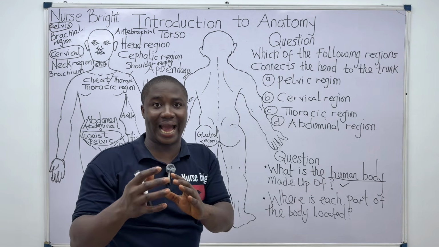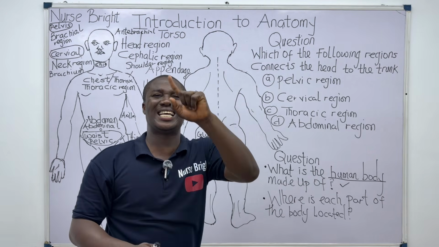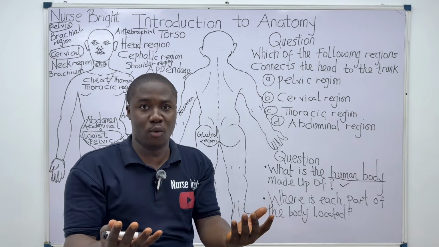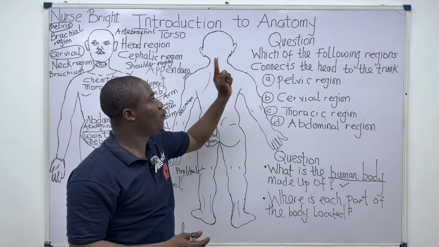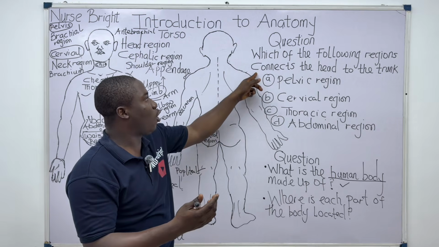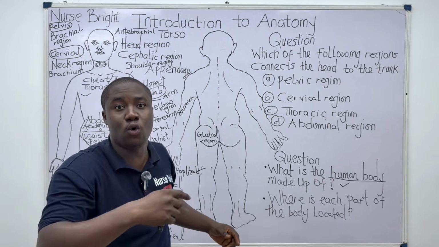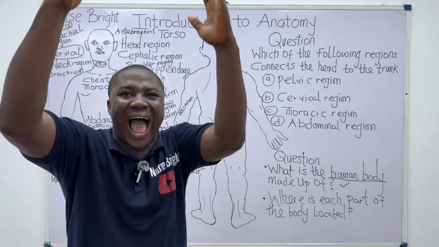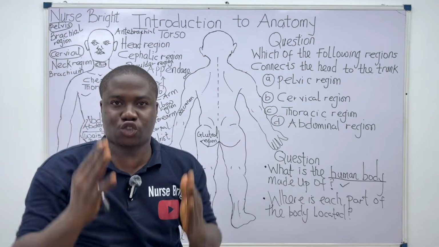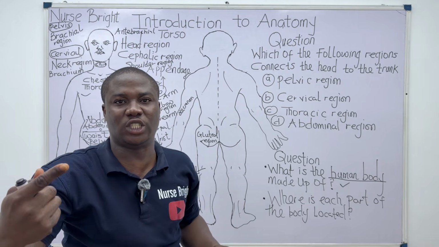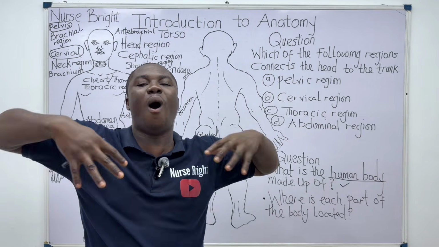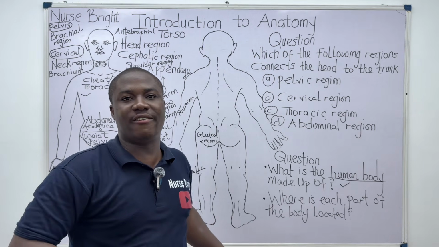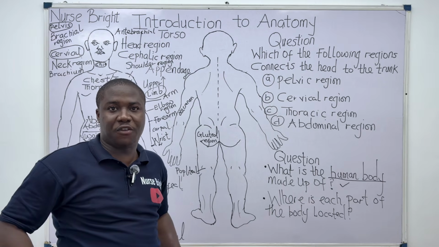Guys, let us get into the first practice questions based on the regions of the body explained. Here is the first question, which says: which of the following regions of the human body connects the head to the trunk? I told you what the trunk is made up of. The trunk is the central part of the body. I used the trunk of a tree to explain it. It's the central part of the body from which appendages or extremities arise. The trunk includes the chest region, the abdominal region, the back region, and even the pelvic region.